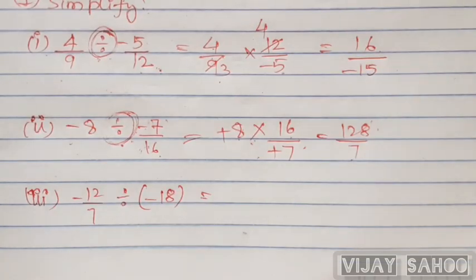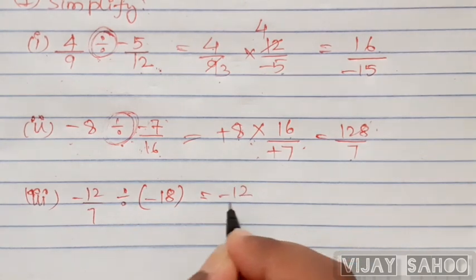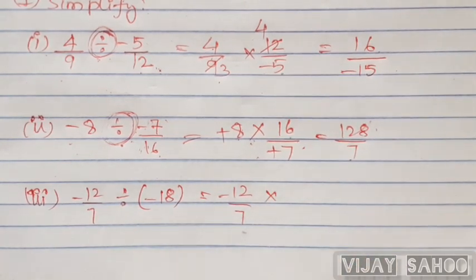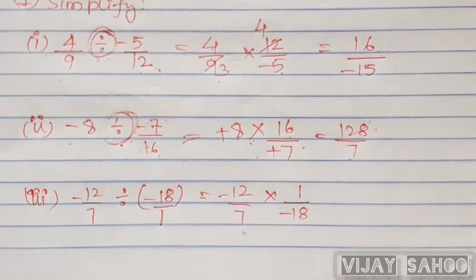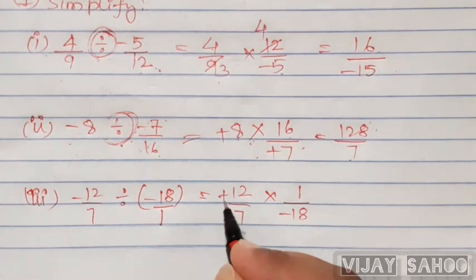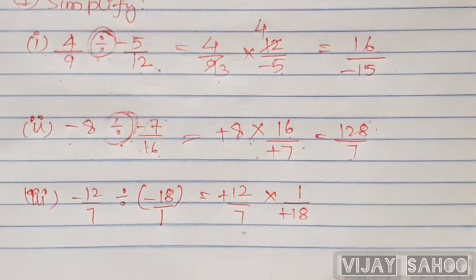In this third one, again we are going to do the same step. Minus 12 by 7 multiplied by, here denominator is 1. So what we'll do, we'll take reciprocal, that is 1 upon minus 18. We'll do the cancellation, minus minus plus. You could see that this can be cancelled by 3. 3 4s are 12 and 3 6s are 18.